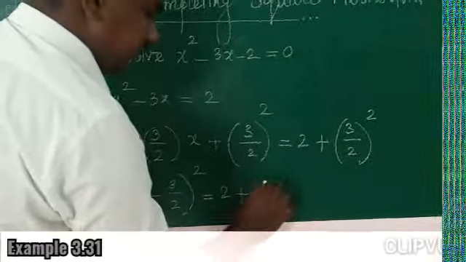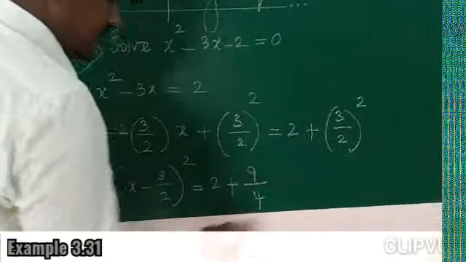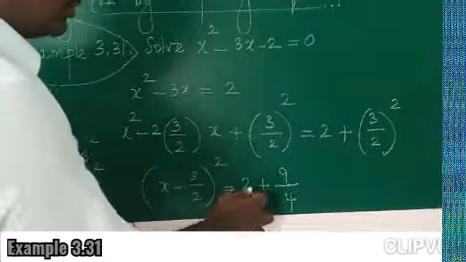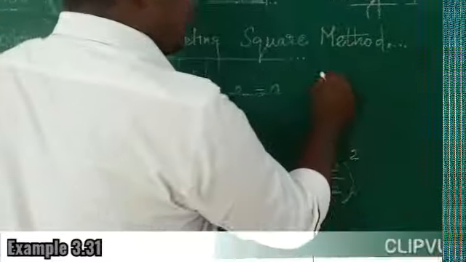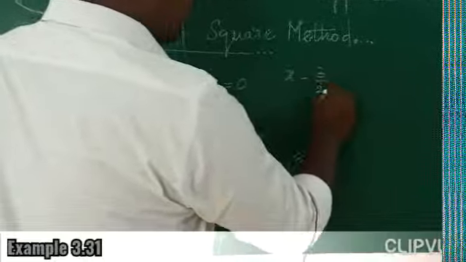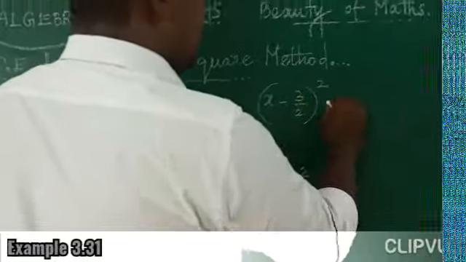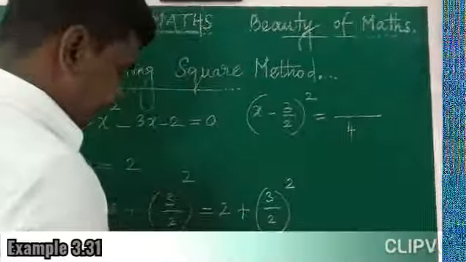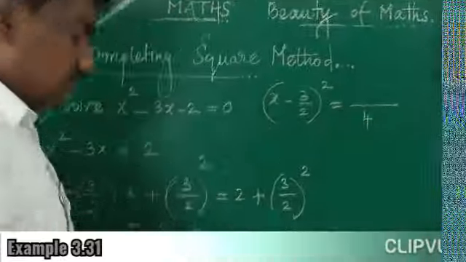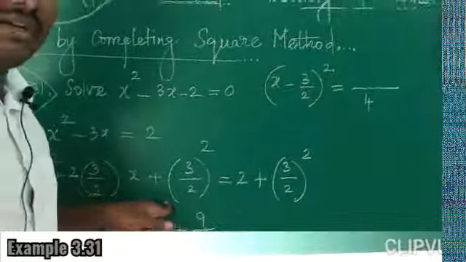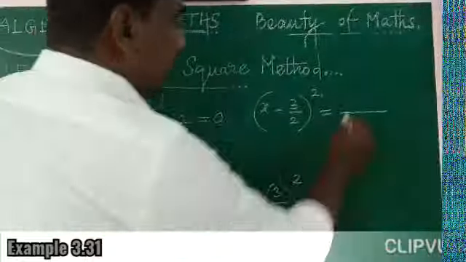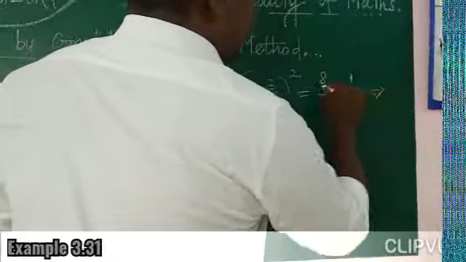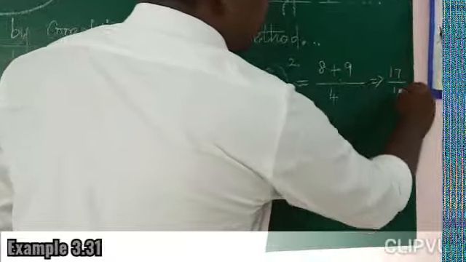2 plus 3 square value 9 by 4. So 2 plus 9 by 4. x minus 3 by 2 the whole square is equal to 2 plus 9 by 4. So x minus 3 by 2 the whole square, which is equal to, simplify it. LCM is 4. So here 1 is there, so you want to multiply it by 4. The numerator is also multiplied by 4. So 4 into 2, 8 plus 9, which is equal to 17 by 4.